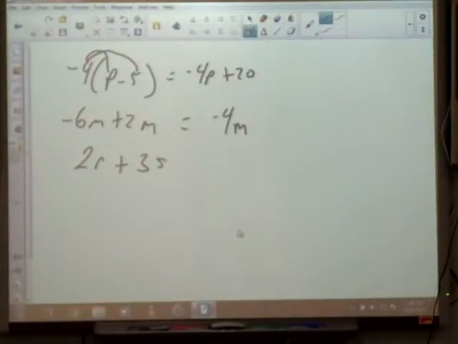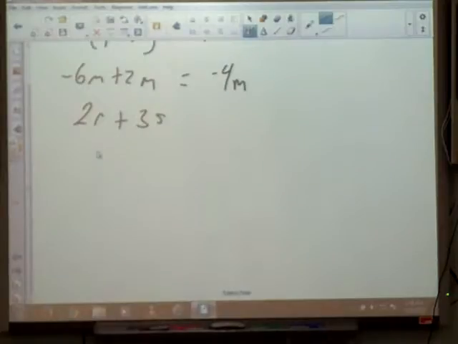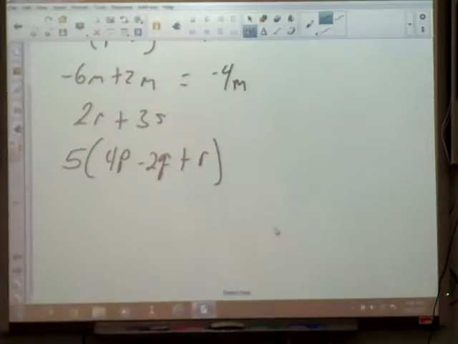Alright, so one more distributive one here. I got 5 times (4p minus 2q plus r). The directions just say to simplify. What we do, first off, we did order of operations yesterday, and it said to check in the parentheses, and I've got parentheses. Can I simplify inside that parentheses any? No, there's no like terms, nothing with the same variable.